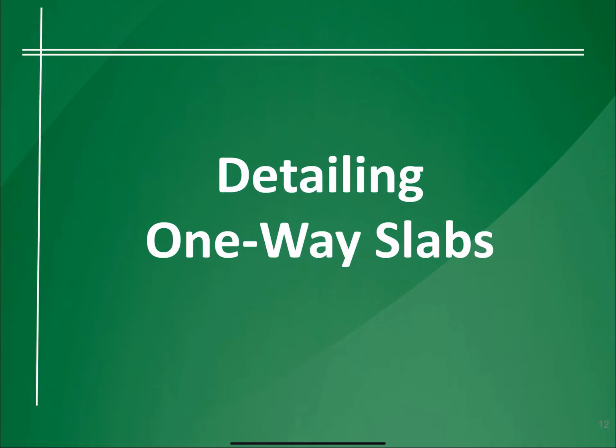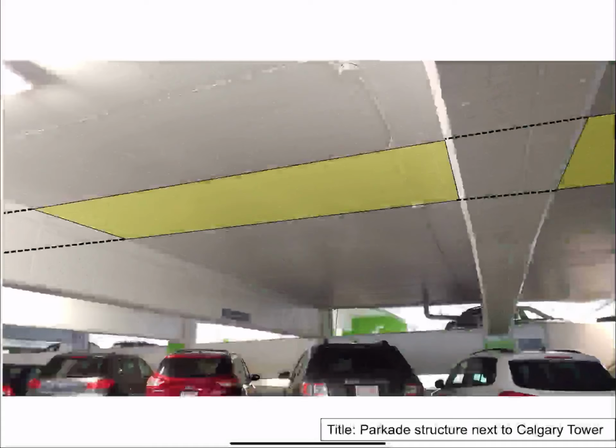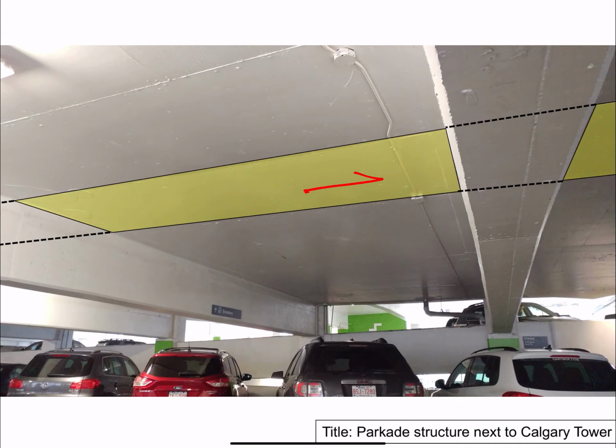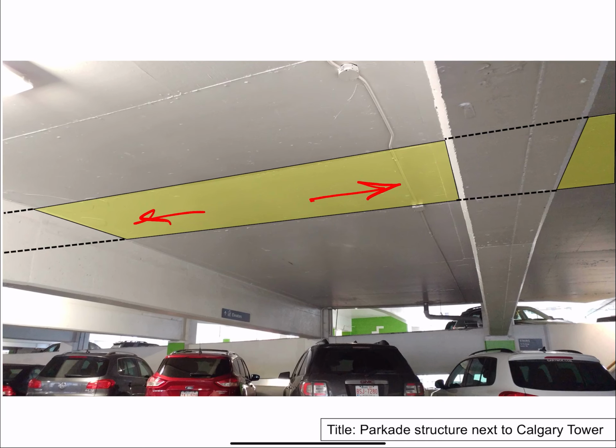So welcome to the video on detailing one-way slabs. A one-way slab looks like this, right? That's what we were discussing in the previous slides. This is a parquet structure, and we know that the load is moving predominantly in this direction. That's why it's called a one-way slab.